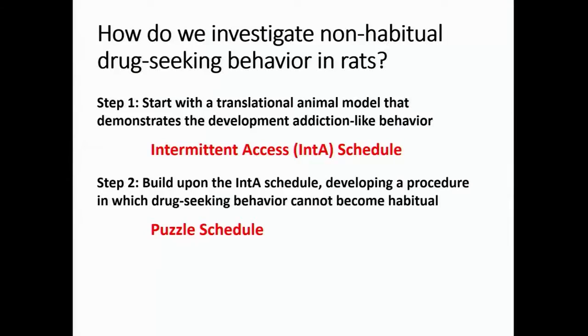Okay, and so we're going to start with that intermittent access model, okay? And it's useful because, as you'll see in a second, there are these long periods of time, those 25-minute blocks, in which the rat is not doing anything. It doesn't have access to cocaine or anything like that. And so what we're going to do on that is build a puzzle into it, okay?